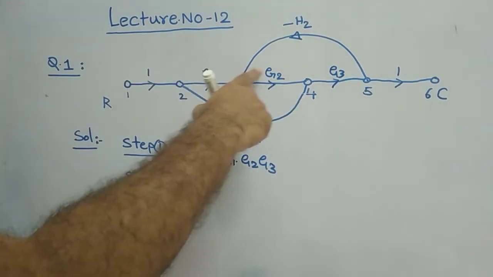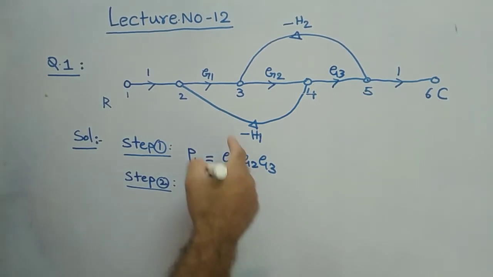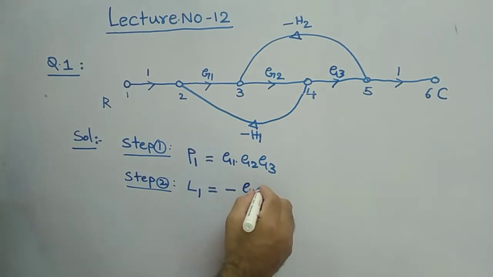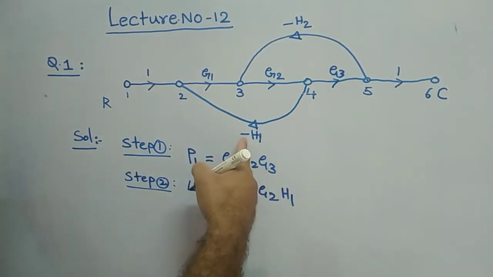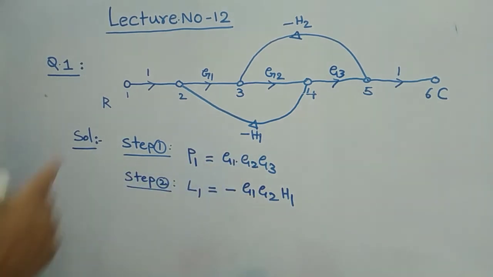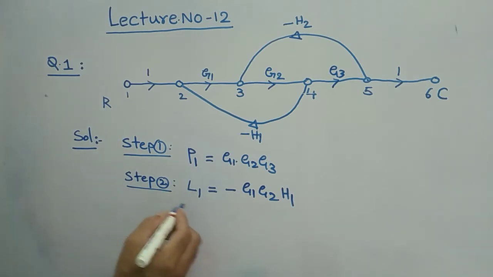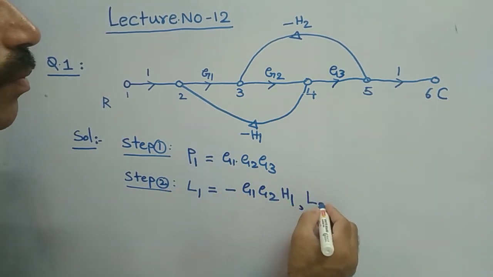Therefore, G1 into G2 into H1, and minus is there. Therefore, minus G1, G2, H1. Already I have considered that H1 minus here. Therefore, minus G1, G2, H1. That is one loop basically. What is the other loop? There is another loop also. What is your L2?